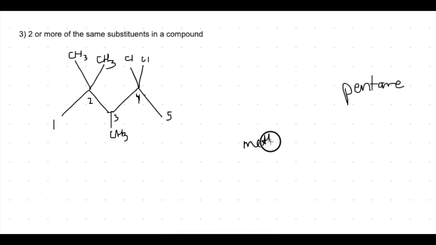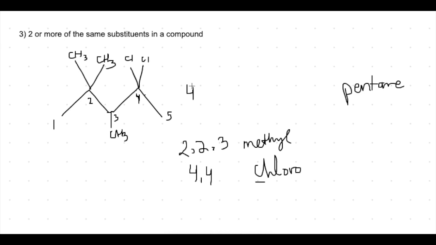We have methyls on carbon 2, another methyl on carbon 2, and one on carbon 3. And then we have a chlorine, which, recall from my previous videos, is a chloro as a substituent on carbon 4 and another on carbon 4. See how I wrote out the number that the substituent was on twice, or as many times as the amount of substituents we had. And now we're going to put it in alphabetical order.